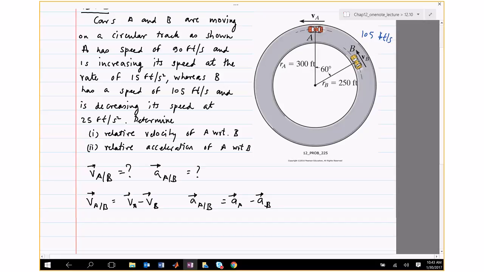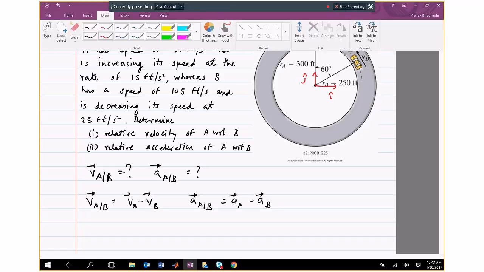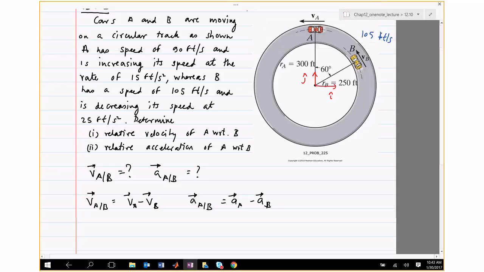In order to find the velocity of A, we need the magnitude, which is given to us. We also need the direction of velocity, and there is no coordinate frame on the figure, so I'm going to make up my own coordinate frame. I'm going to attach a coordinate frame right at the origin, or the center of the circle. That will help me to find velocity of A and B. So what is the velocity of A?